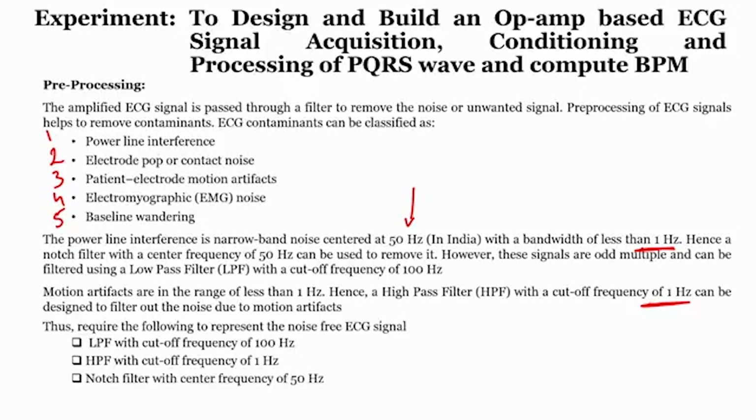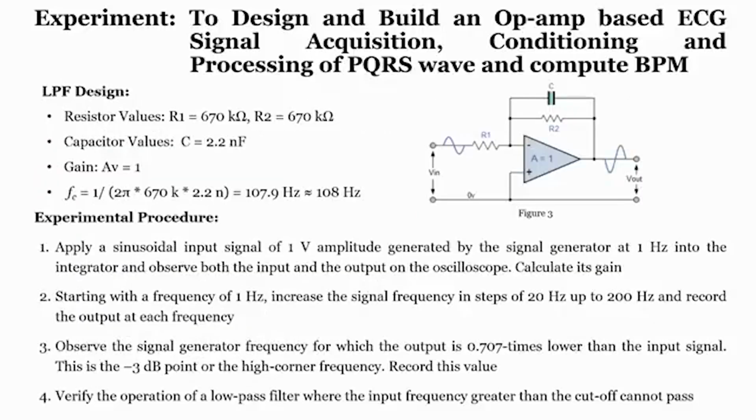So, what do we require then? We require a low pass filter with a cutoff frequency of 100 hertz, a high pass filter with a cutoff frequency of 1 hertz, and a notch filter with a center frequency of 50 hertz. These 3 filters we have to design for pre-processing.